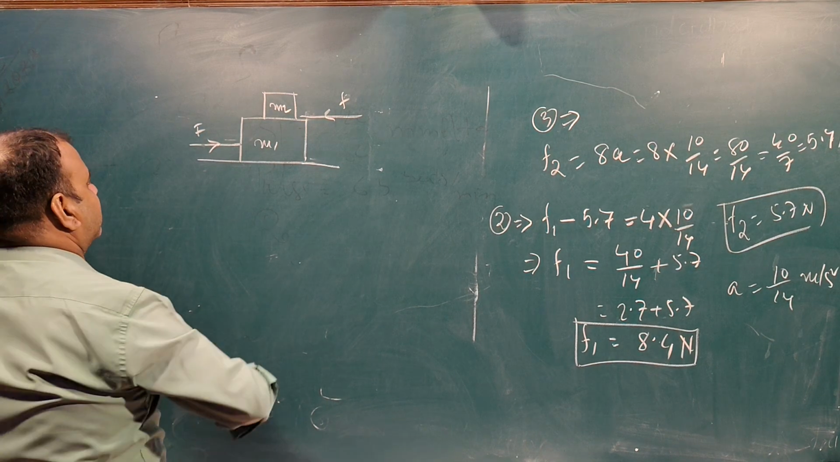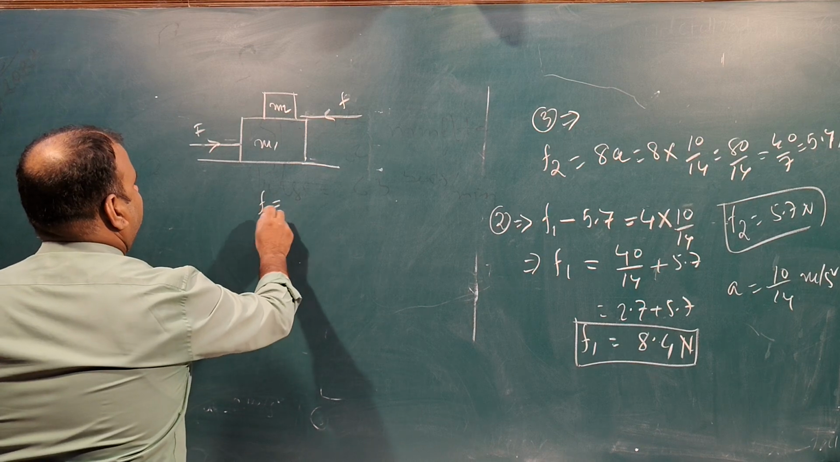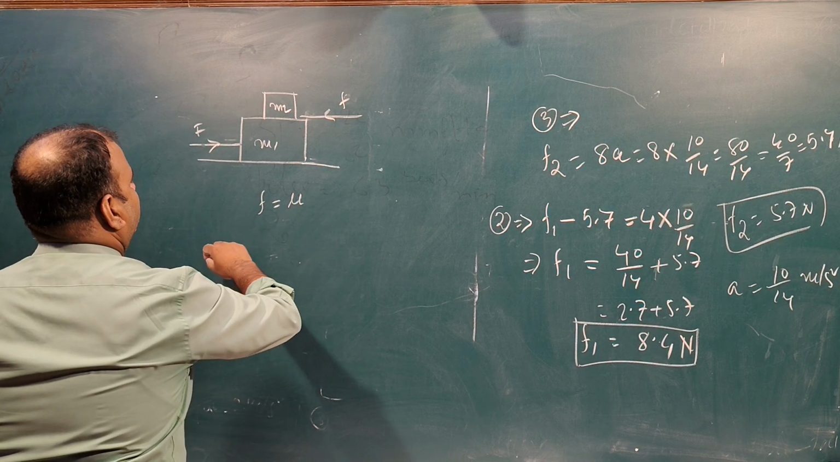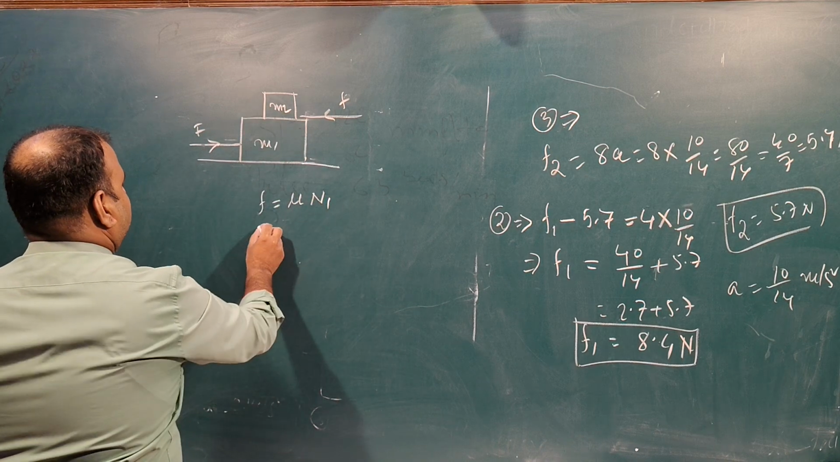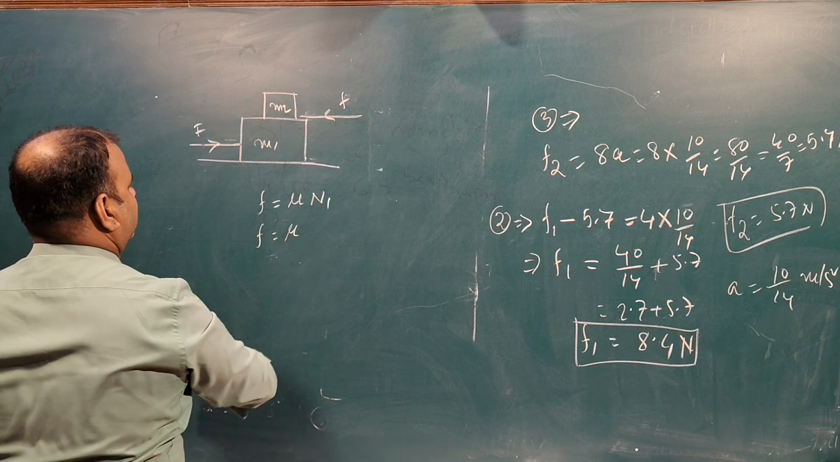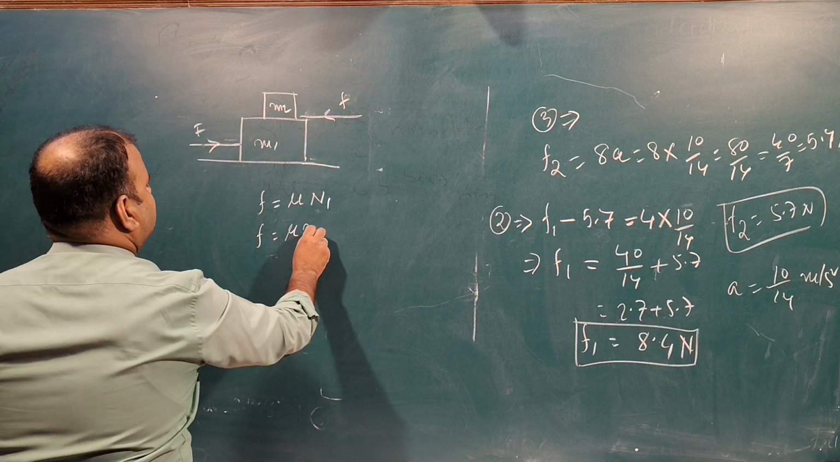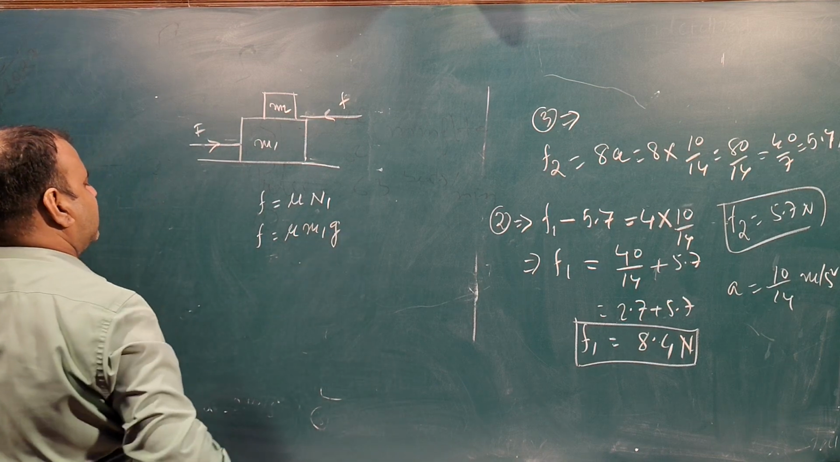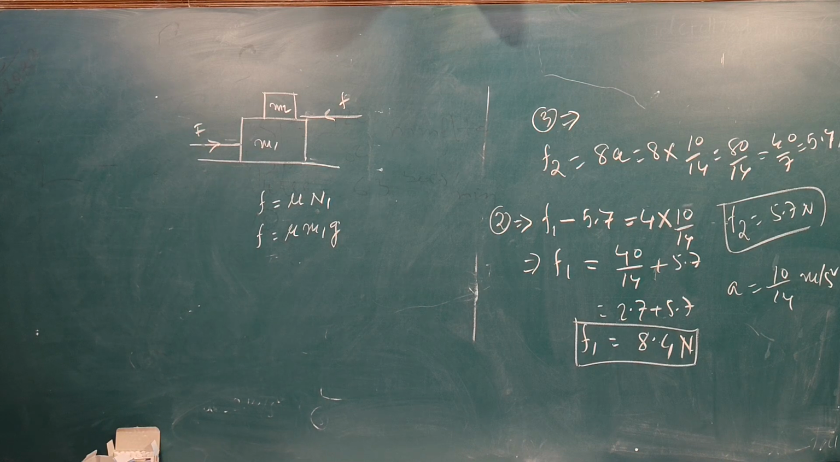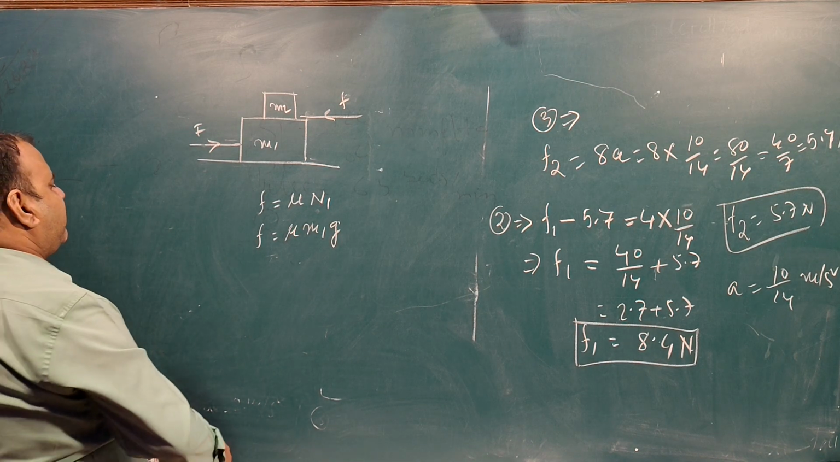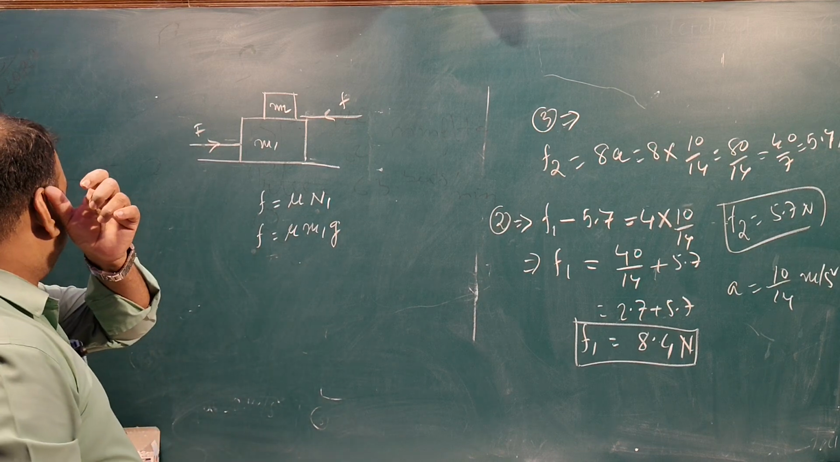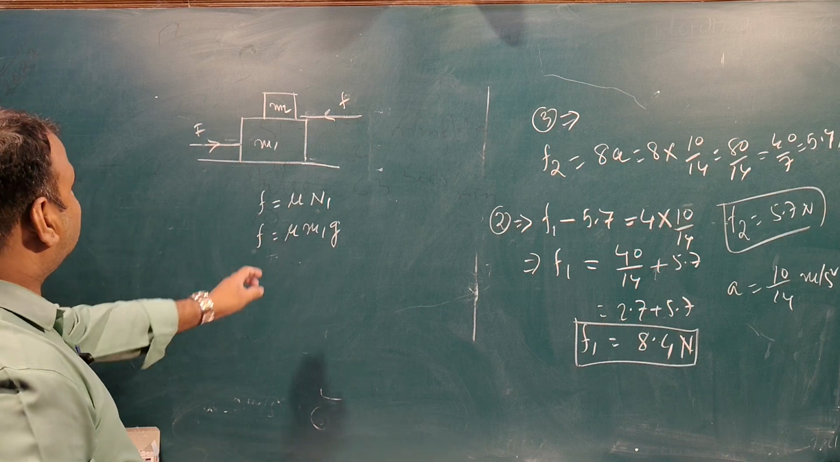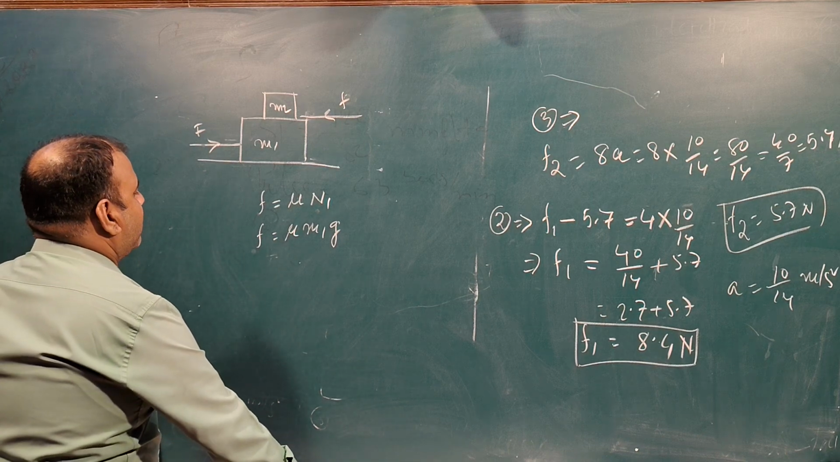So already you know f is equal to mu N1, and the weight N1 is M1 g. So the value of f is equal to mu M1 g.